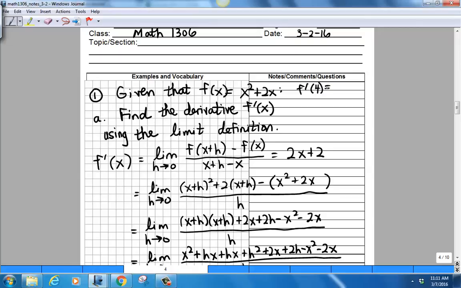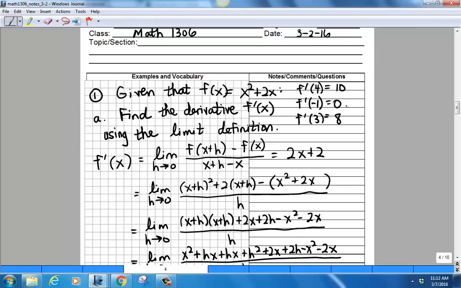So what's f prime of 4? 10. Yeah, that's it. What's f prime of minus 1? 0. Yeah. What's f prime of 3? 8. Exactly. See, now you've done it once, and one size fits all there.